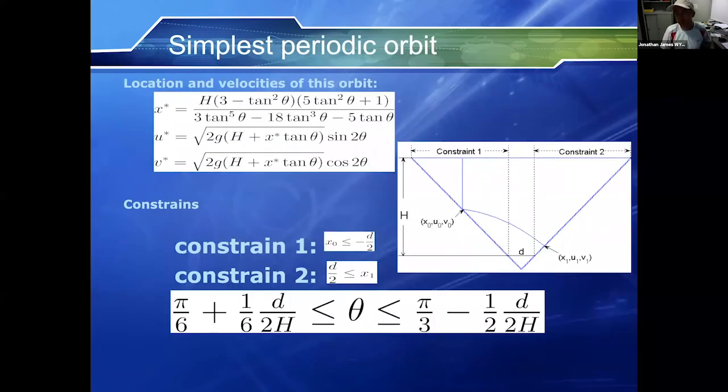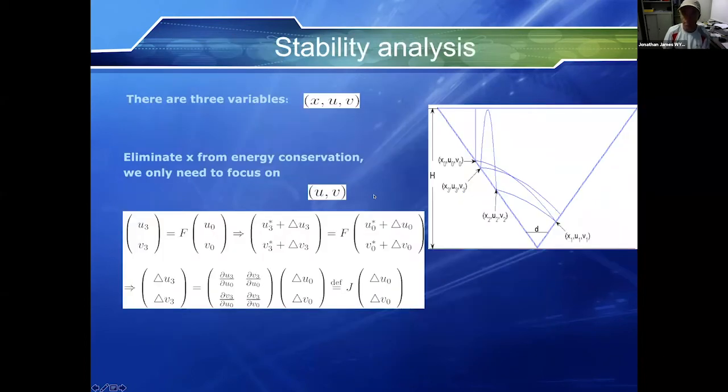Now, what we can do, this is a pretty simple thing. We look at what is the simplest possible periodic orbit. And that's an orbit where the particle starts here, hits here, bounces here, comes back, and bounces up here, and just keeps repeating like that. And this is an easy problem. We can just find the location and velocities of all the orbits, and we can solve it. You get the simple analytical solution. And we just need to make sure, of course, that these locations don't occur outside of the funnel. So there are these little constraints, but that's okay.